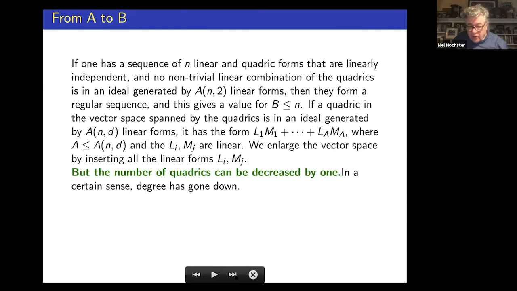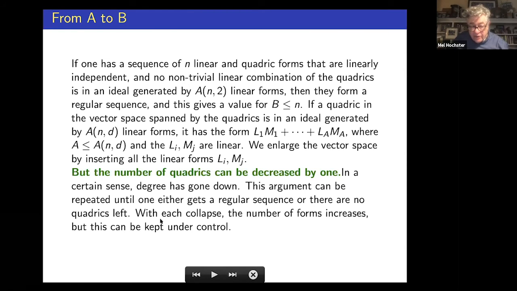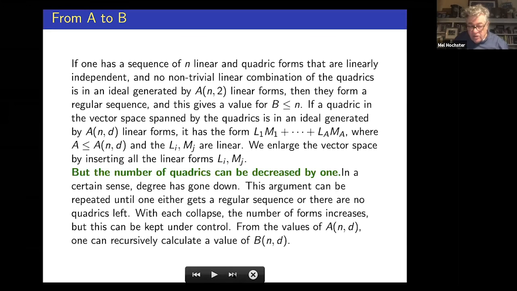So in a certain sense, degree has gone down, only on one of them, but at the cost of increasing the number of forms of lower degree. But you can repeat this argument until you either get a regular sequence or there are no quadrics left. So with each collapse, the number of linear forms increases, while the number of quadratic forms decreases. But the total number that you have can be kept under control. You can track it. So from the values of A and D, one can recursively calculate a value of B and D.